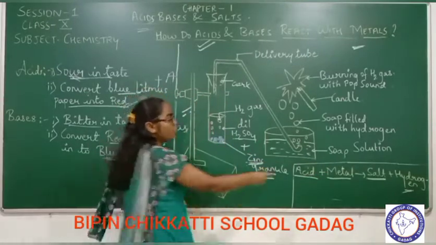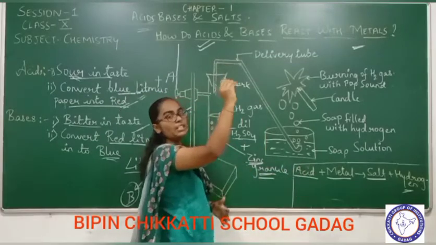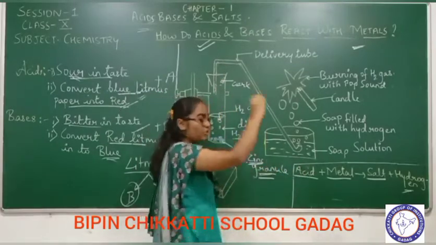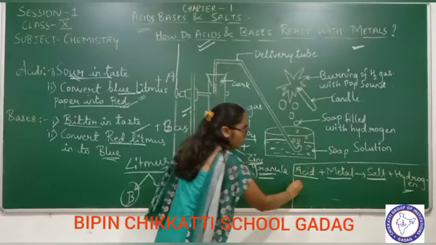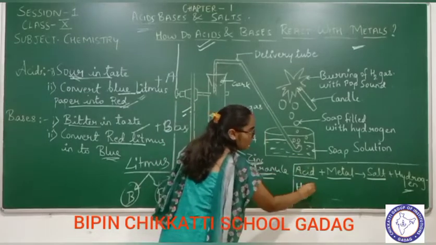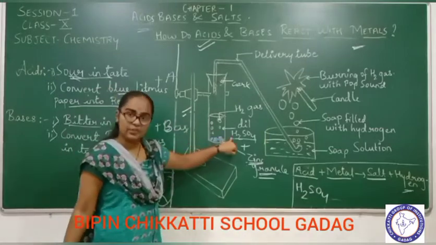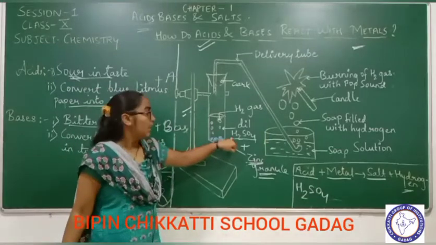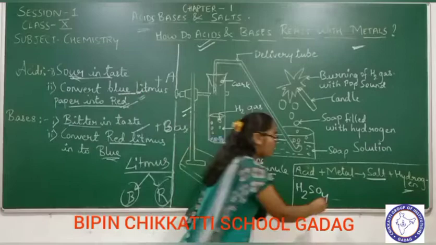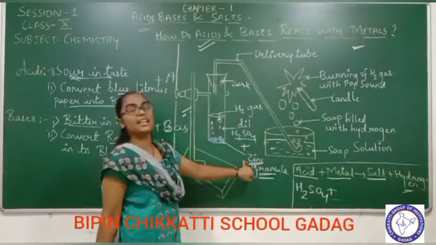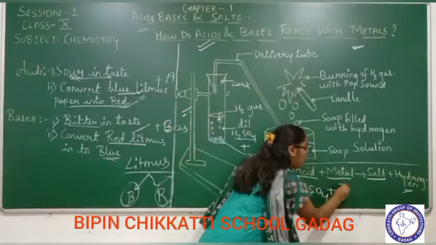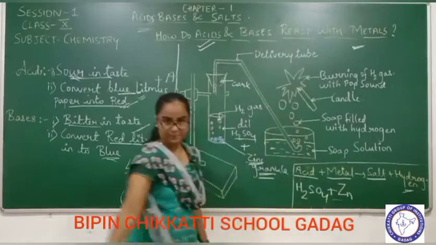So which acid did we take over here? We'll write it down in the form of an equation now. The chemical reaction we'll write down. Which acid did we take? Sulfuric acid, right? Sulfuric acid is H2SO4, right? So in the test tube we added sulfuric acid, which is a chemical. This sulfuric acid has to react with a metal. Which metal? Zinc metal. So zinc is written in the form of the symbol Zn, right?